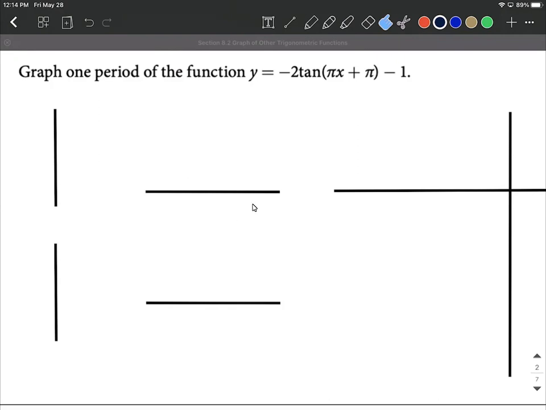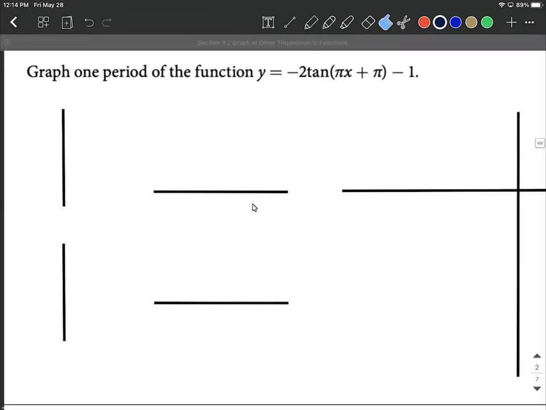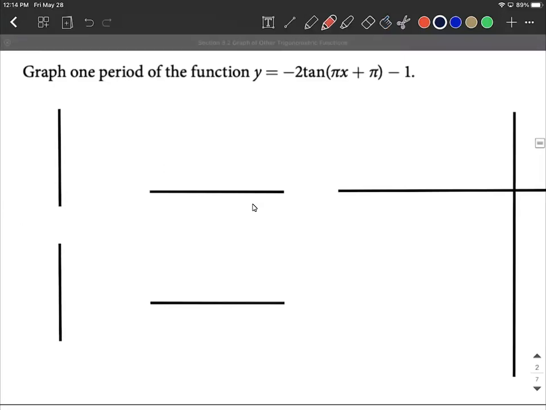The first thing I'm going to do is a little bit of factoring on the inside. We can write this as -2 times the tangent, and I'm going to factor out a common factor of pi on the inside. If I pull out that pi, that's going to make these transformations more evident, exactly which direction things are going to be moving. So I factored out a pi from each one of these terms on the inside. That leaves us with x plus 1.